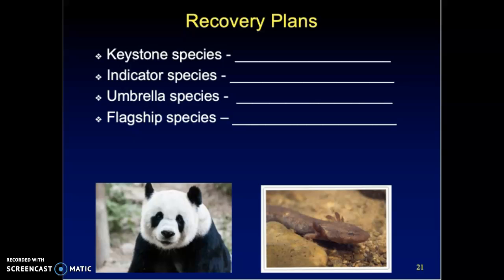So when we're doing recovery plans, we look at different types of species that have different kinds of categories. First of all, they're endangered, but is it a keystone species, indicator, umbrella, or flagship species? And we'll get into the differences in a second. So you have to be very, very smart with which species you're promoting to the public that you're trying to save with your recovery plan.